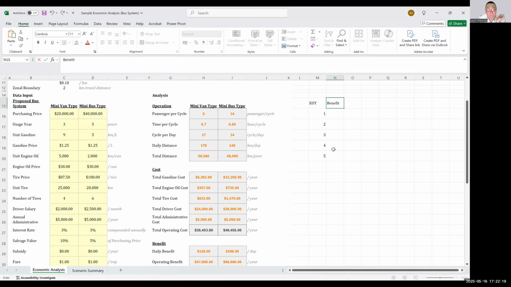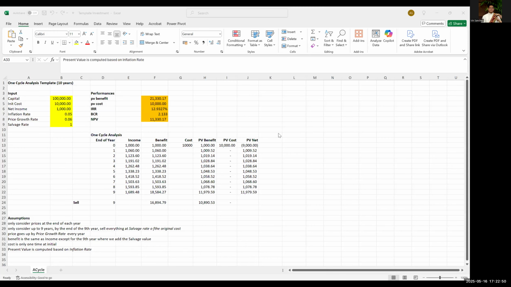Can you go to the template of investment analysis? I give you the template of investment analysis. Yeah, this one, sir. This is the old one. Can you download the new one? Not the new one. Yes.